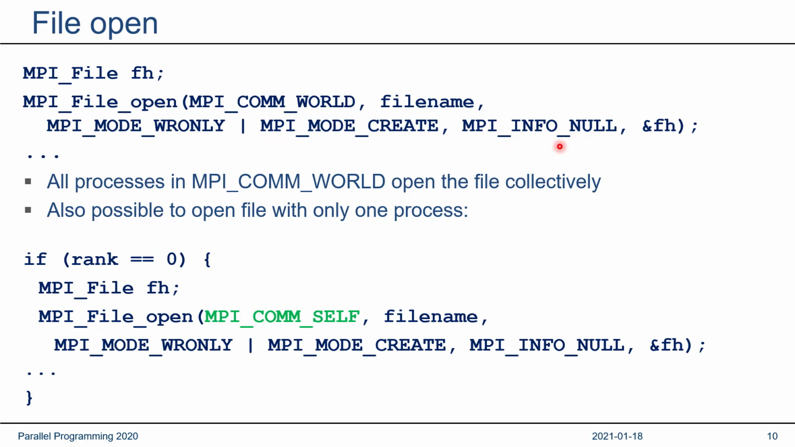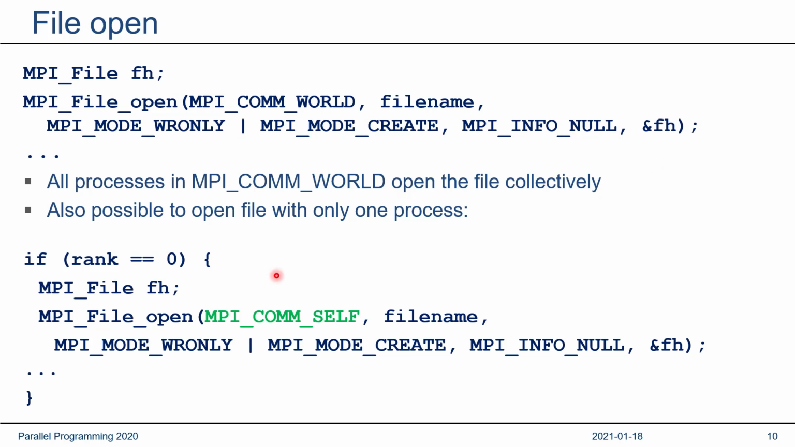For the info object, I'm here specifying MPI_INFO_NULL because I don't want to say anything about data access optimizations, and then I need the pointer to the MPI file handle. So this has the effect that all processes open the file at the same time collectively.